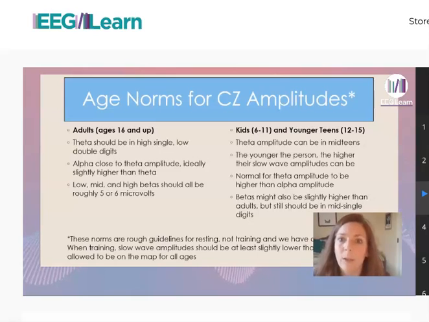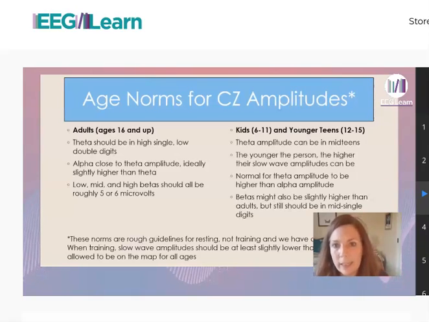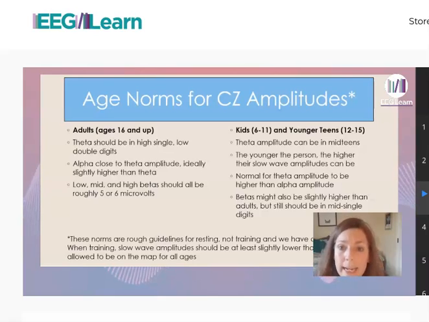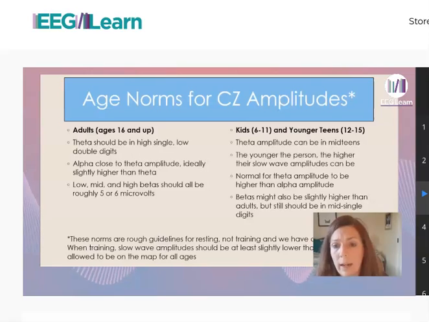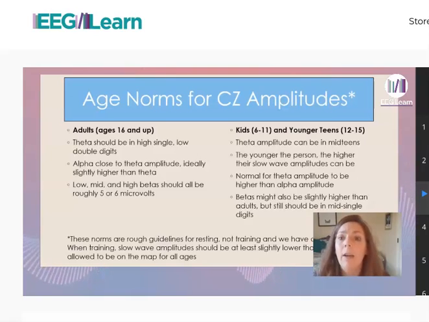That's going to be a sign that this person is tense, okay? So if we look at kids, which are defined as 6 to 11 years old, and younger teens, around 12 to 15, their theta amplitudes can be higher than adult theta amplitudes. Their theta amplitudes can be in the mid-teens, 15, 16, 17, 18. And of course, the younger the person, the higher their slow wave amplitudes can be.